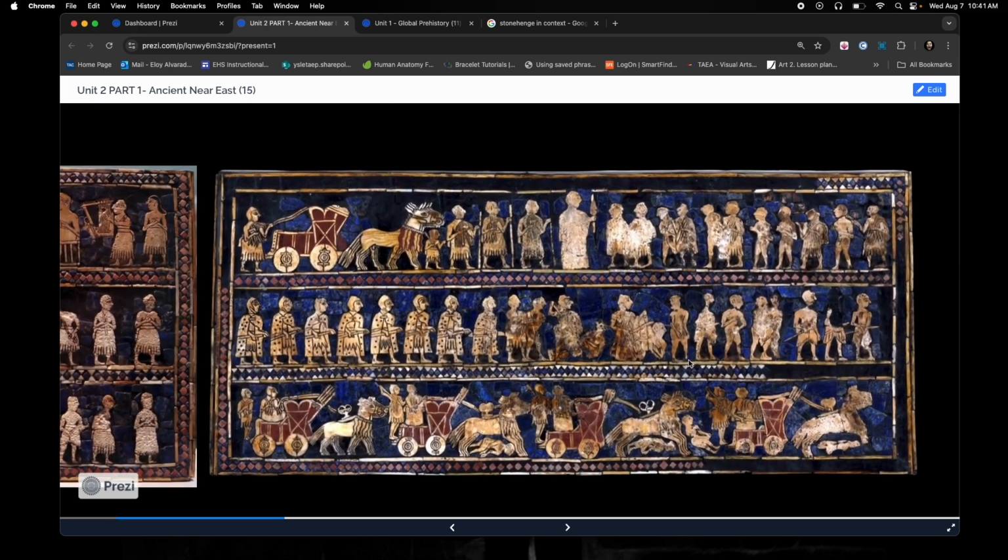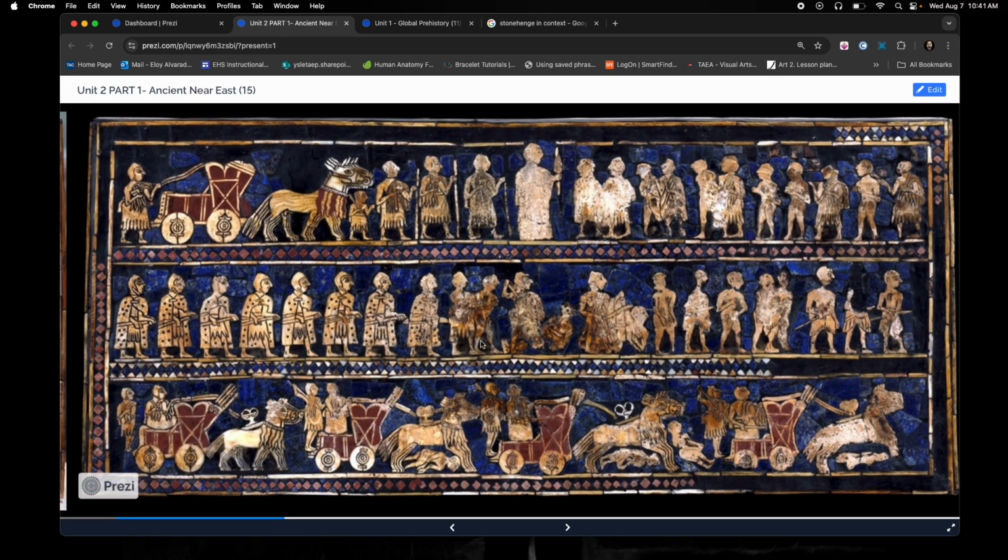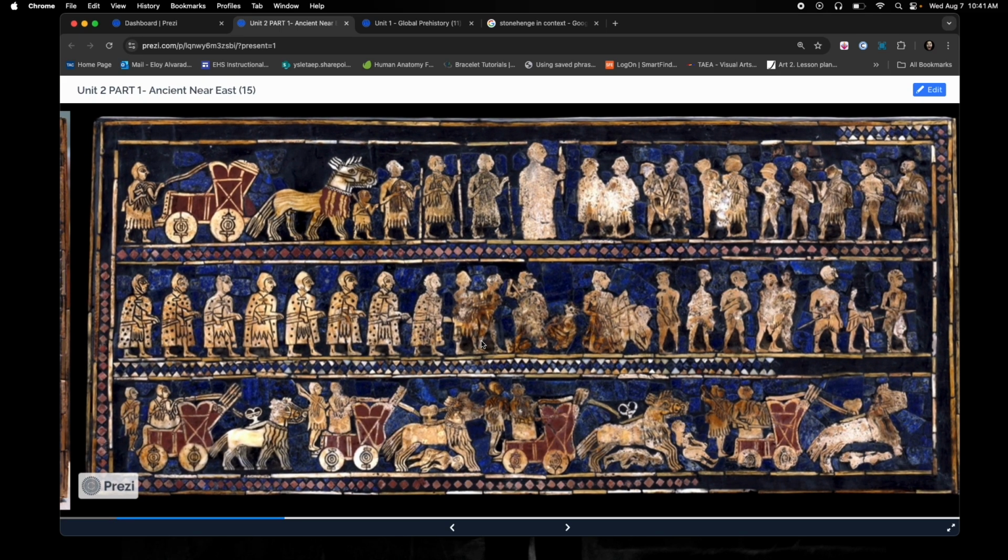So let's look at the war side first. Does anyone remember what the horizontal bands are called? Registers is correct. If I had a candy, I'd give you a candy. Well, I have candies. I'm not going to give you candy. But you get a thumbs up. I'll get you a sticker. I've got stickers. I just don't have them right now.